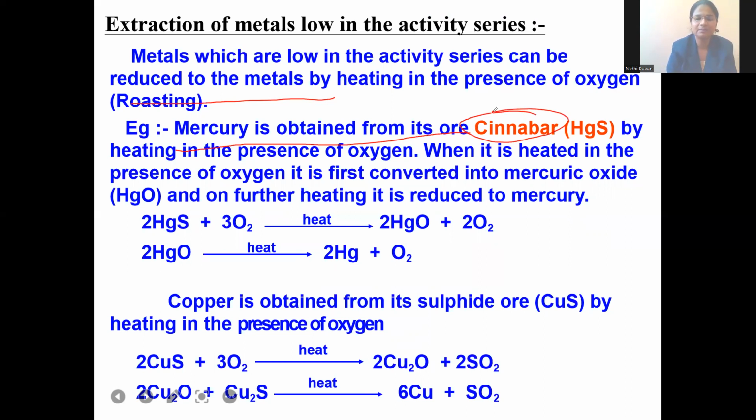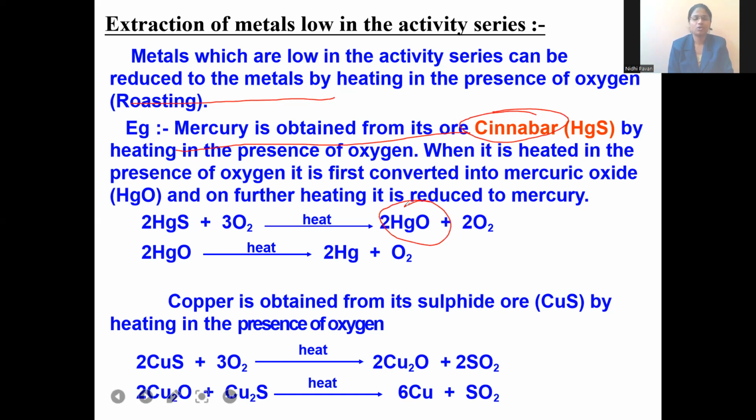By heating in the presence of oxygen, when we heat HgS, what will we get? We will get Hg, that is mercury. So we have to heat it if we want mercury. When it is heated in the presence of oxygen, it is first converted into mercuric oxide, and then when the heating process continues, it will be reduced into mercury and oxygen. So this is how metals react with oxygen.